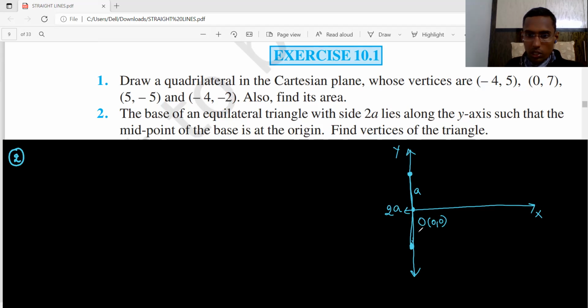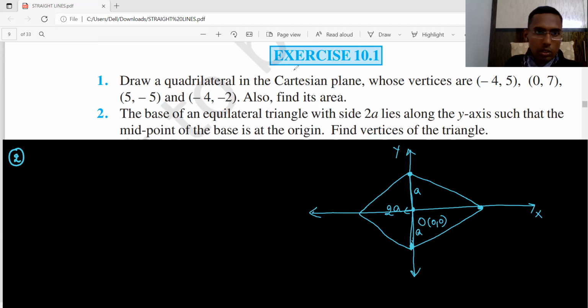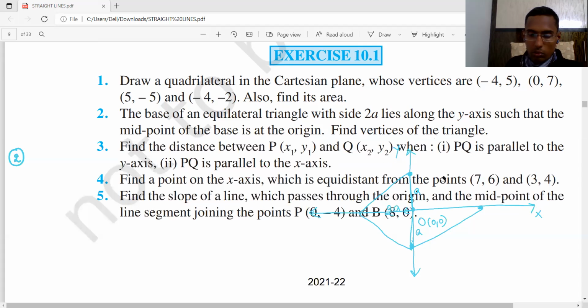And then this becomes automatically A. This is actually an equilateral triangle, with midpoint at the origin. Find the vertices of the triangle. So see, because it is an equilateral triangle, it will be like this, or it can also be like this, it can be this way also. So this diagram is not so perfect, but the value of x will be the same, no? Just the minus and plus will change.